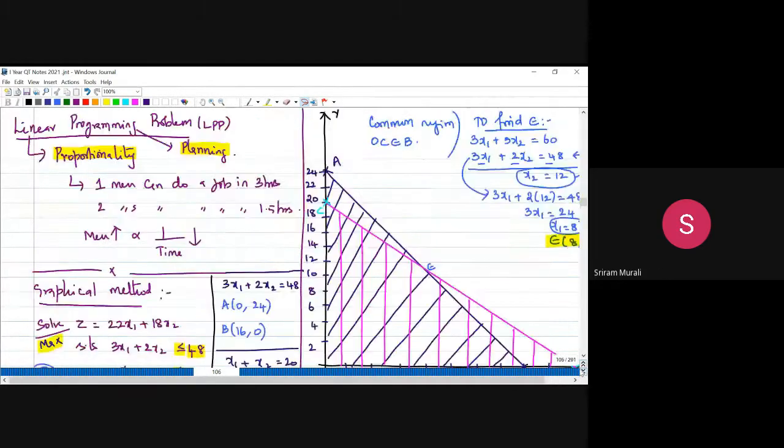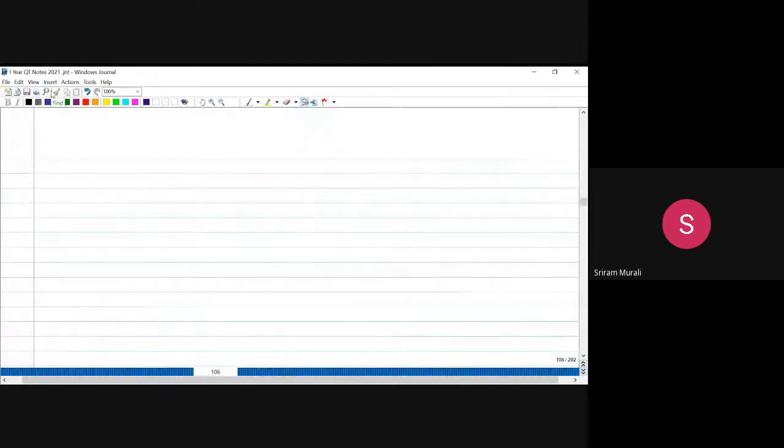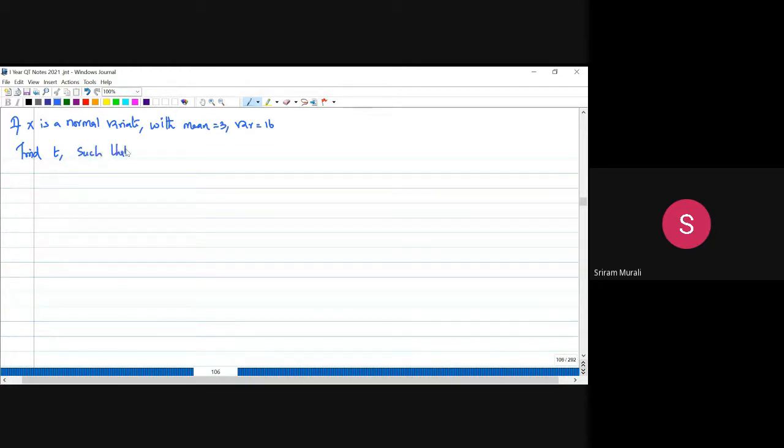Okay, this is the next problem. If x is a normal variable with the mean 3 and the variance 16, find the value of t so that the probability of 3 less than x less than t is 0.4772.